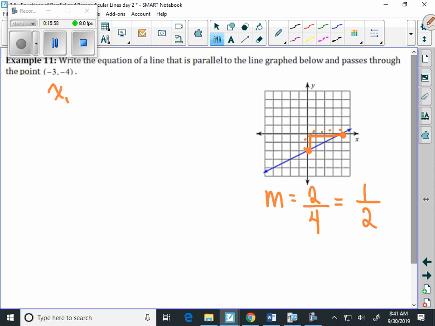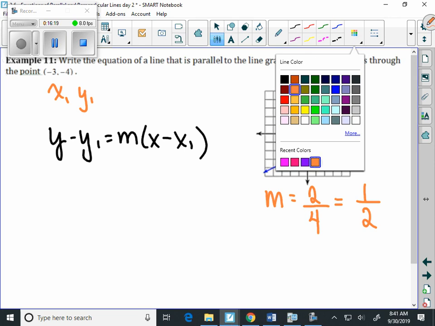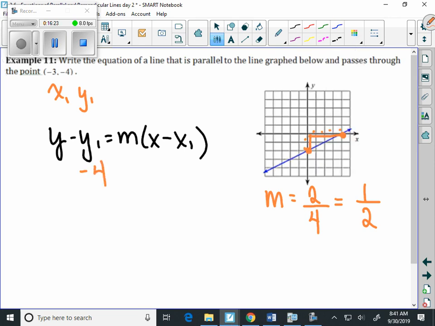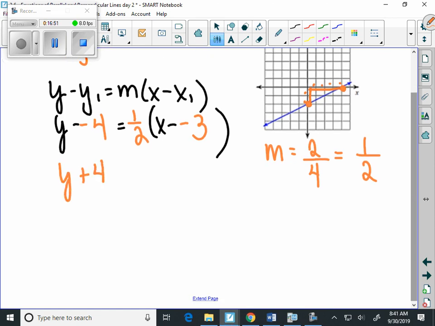We want to write the equation of a line that's parallel and passes through that point -3, -4. So now that we've identified our slope, because parallel lines have the same slope, we're going to go back and fill in y minus y1 equals m times x minus x1. And we fill in these values: y1 is -4, and our slope is 1/2 or 2/4, whichever one you prefer, and x1 is -3. So we've got y minus, and then we've got x minus. And yet again, the double negative is the same thing as plus a positive. So we can rewrite this as y plus 4 equals 1/2 times x plus 3.